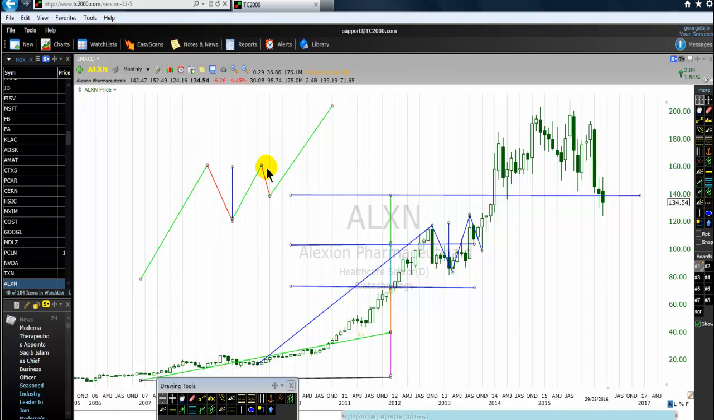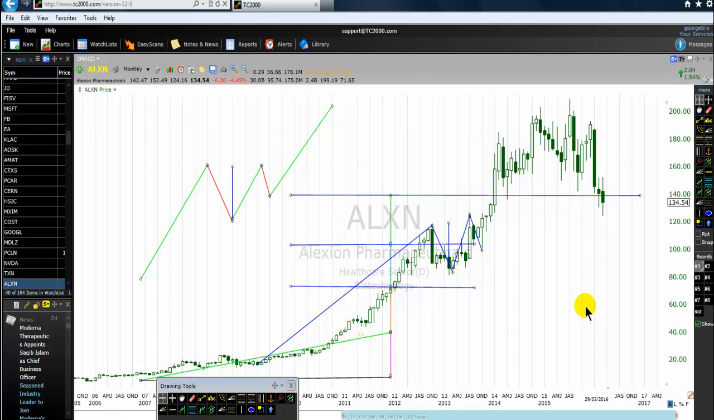Then we have a round bottom and a handle, which is a pullback again before we see the continuation or the resumption of the prior trend. The prior trend is bullish. So this is one of the continuation patterns. In fact, it's one of the most powerful continuation patterns because it's often formed during a bullish trend. All right, it makes sense? All right, you get it now? So we know where the pattern is being formed.